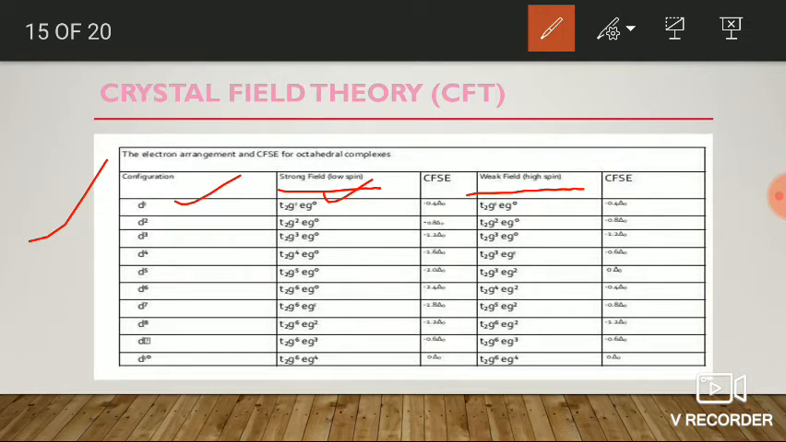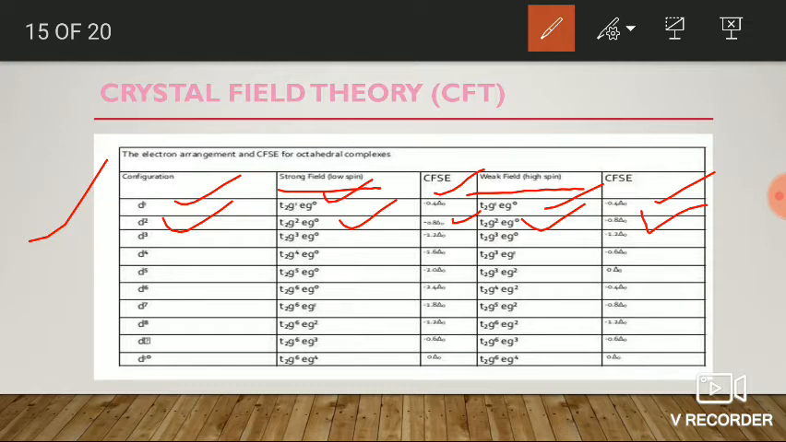So minus 0.4 into 1 plus 0.6 into the number of electrons in Eg. The number of electrons in Eg is 0. So totally it is minus 0.4 delta O. In the case of weak field ligands also, the single electron enters the T2g orbitals only, so the same value. In the case of d2 electron configuration, 2 electrons enter the T2g. So 2 into minus 0.4, that is minus 0.8 delta O. Here also it is the same for weak field.